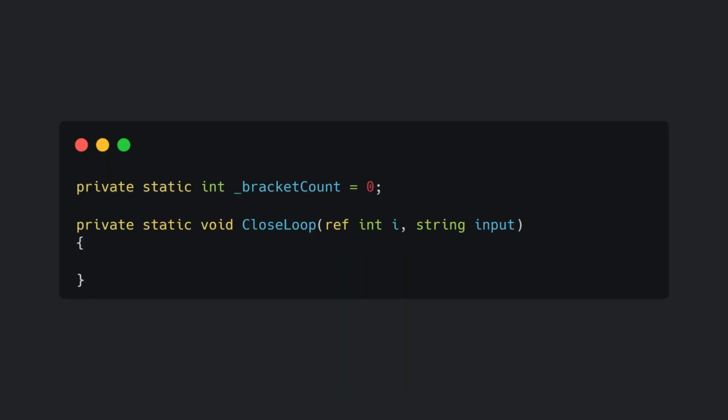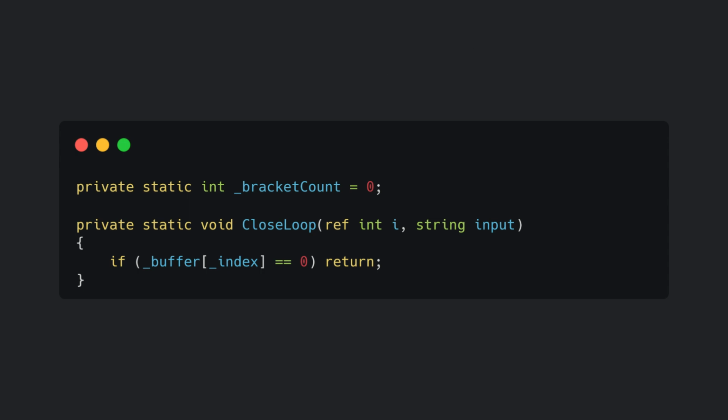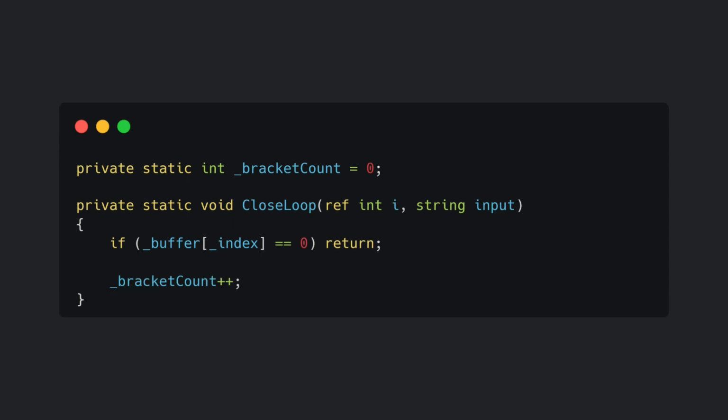Now let's look at the close loop first. As you can see, there is a private variable for brackets count. Don't miss that part. First, we have to check if the value of cell is not 0, so we can loop. Then we increase the brackets count variable.